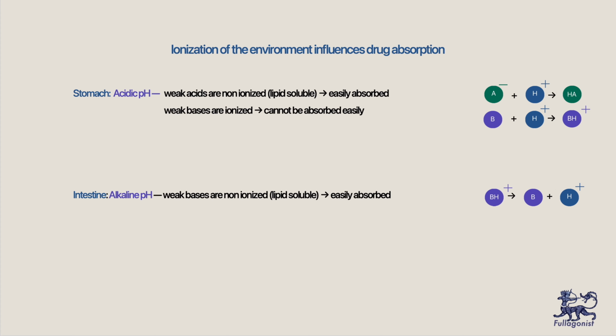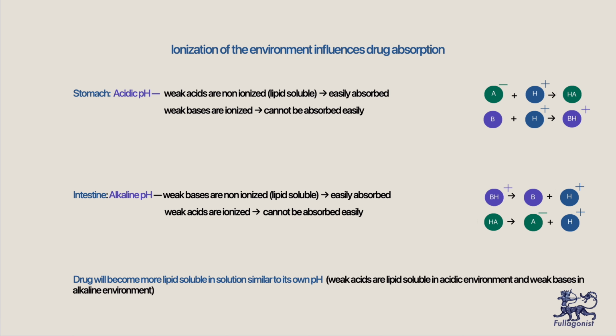But in the alkaline environment of the small intestine, weak bases lose hydrogen and become non-ionized. They become lipid-soluble and are easily absorbed in the alkaline environment, whereas weak acids are ionized, charged, and cannot be easily absorbed in the alkaline environment of the small intestine. To summarize, the drug will become more lipid-soluble in a solution similar to its own pH. Weak acids are lipid-soluble in acidic environment, and weak bases are lipid-soluble in alkaline environment. Please remember that most of the drugs are absorbed in the small intestine due to large surface area.